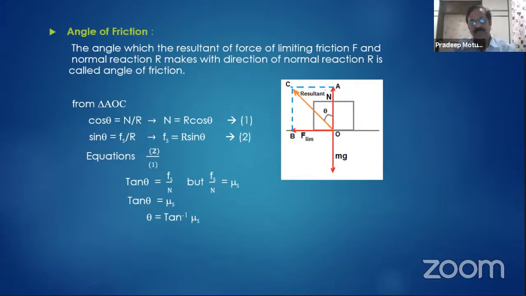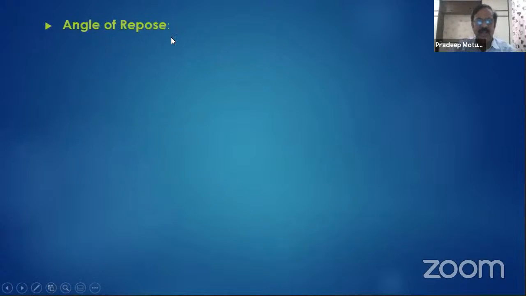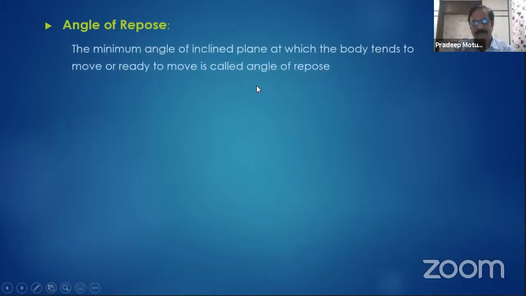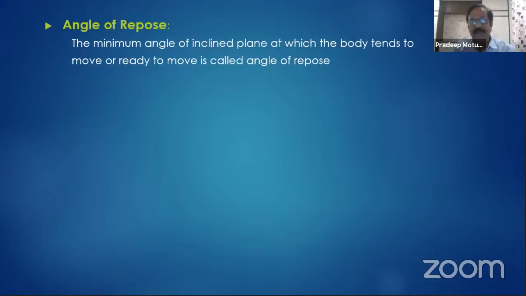Hence, to calculate the angle of friction, we have to take another one, that is angle of repose. From this, you can calculate the angle of friction. What is angle of repose? It is the minimum angle of inclined plane at which the body tends to move, or is ready to move, and it is called angle of repose.